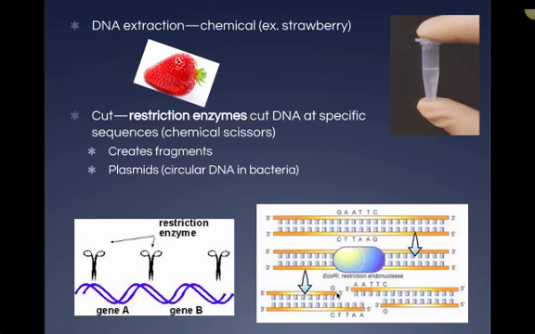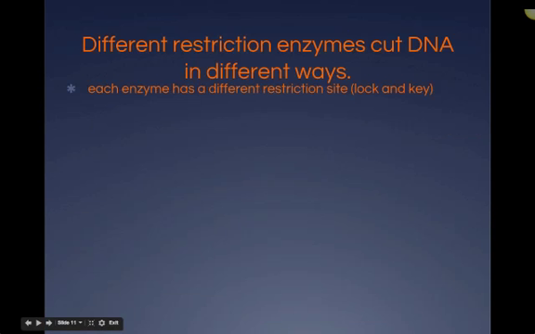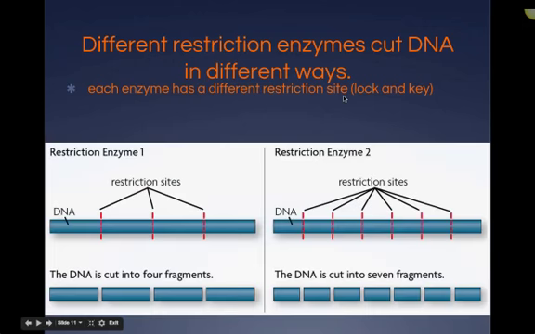So you might say, well, why do we want to cut DNA? What are we going to do with that? Well, we use restriction enzymes to cut DNA in different ways. So we can use different enzymes to cut at different restriction sites. The enzymes will seek out an area and only cut in that specific area.